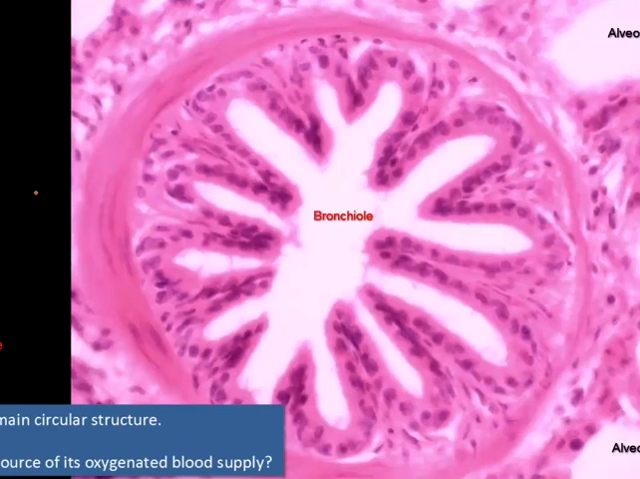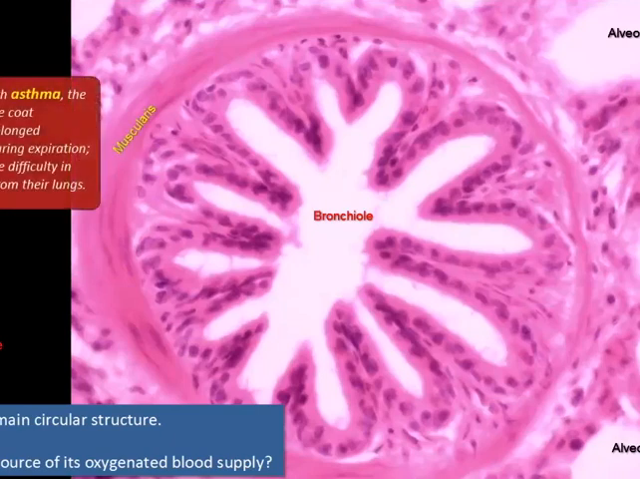Note that there's a relatively thick layer of smooth muscle fibers. 2 main features here are absent in the bronchiole in comparison to a bronchus: no glands in the submucosa and no cartilage plates. In fact, there is no submucosa at all, so there are no submucosal glands.